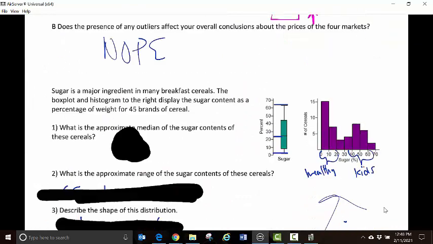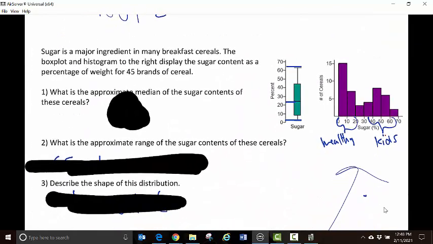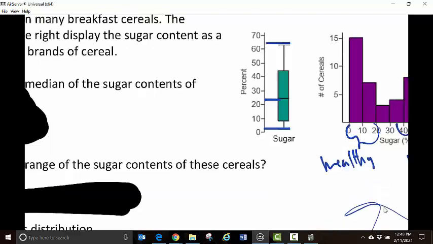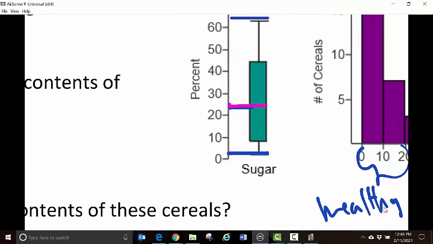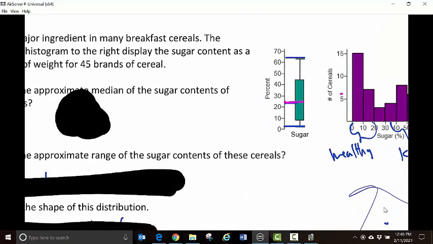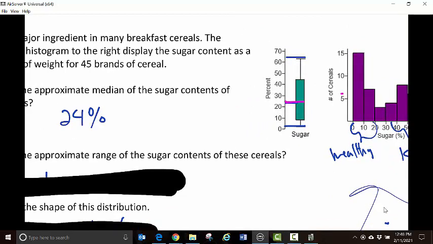Okay, last but not least, sugar is a major ingredient in many breakfast cereals. The box plot and histogram to the right display the sugar content as a percentage of weight for 45 brands of cereal. Okay, what is the approximate median of the sugar content? Well, I'm going to look at the box plot. The median is right here, so a little under 25, and I have the real data, it's 24%.